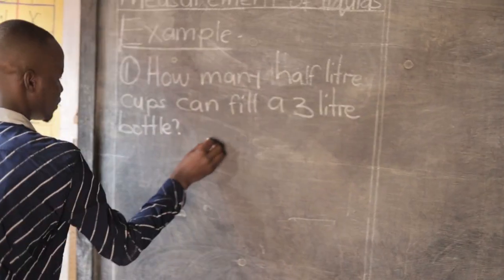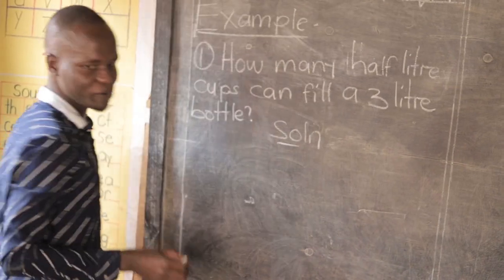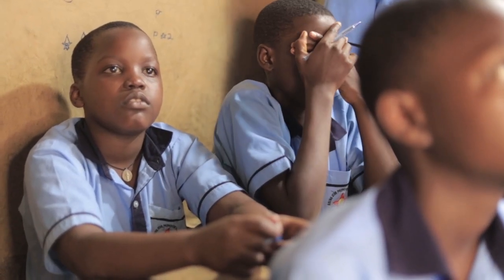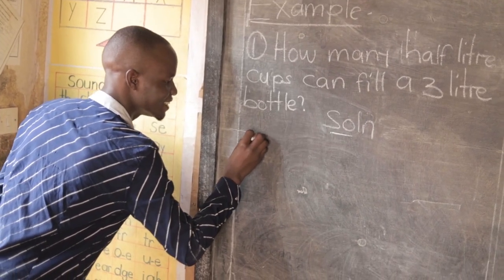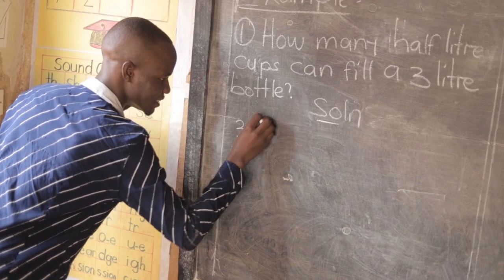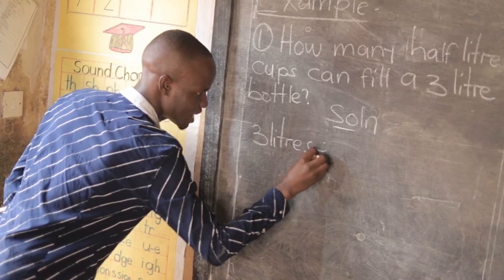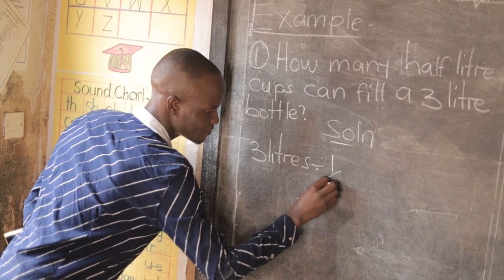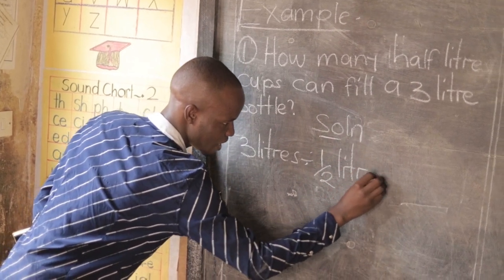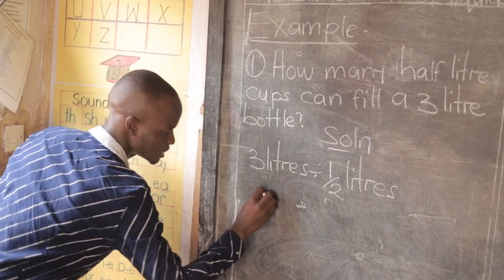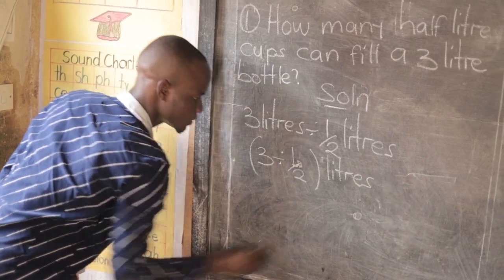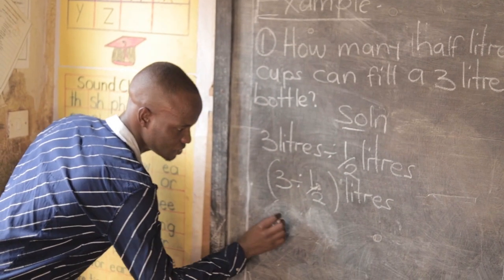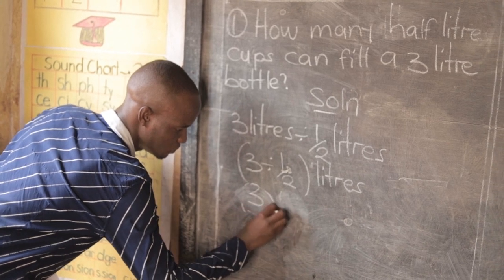All right. In our solution, anybody with any idea? Okay, pay attention. We shall divide three liters divided by what? A half liters. So we shall have our 3 divided by a half. So when dividing fractions, the division sign changes to multiplication. All of you? Multiplication.